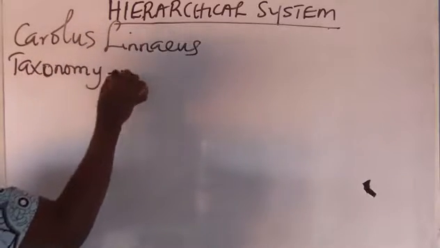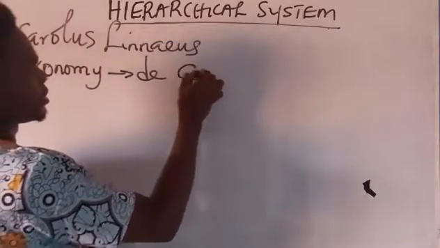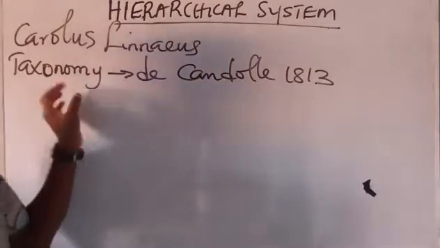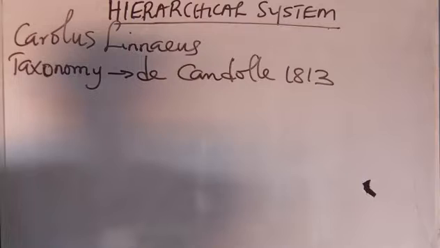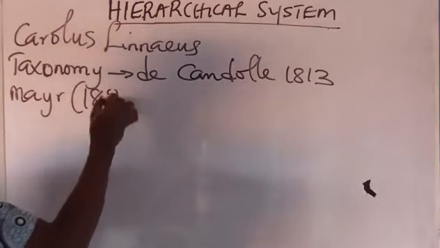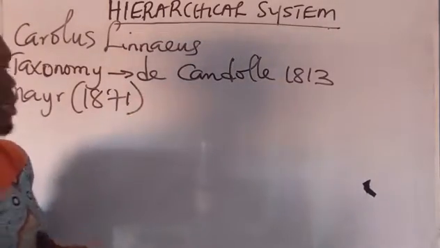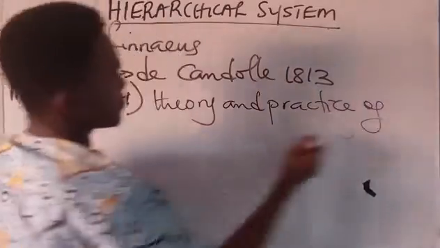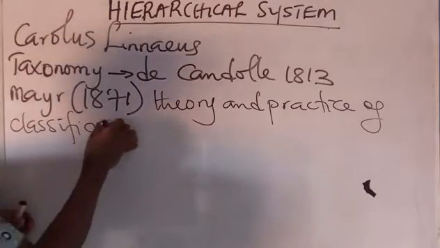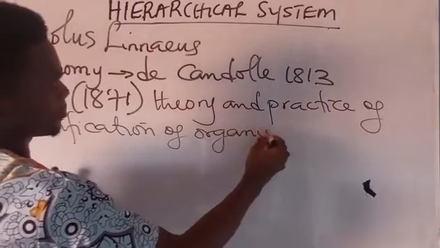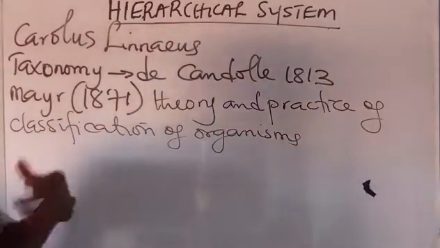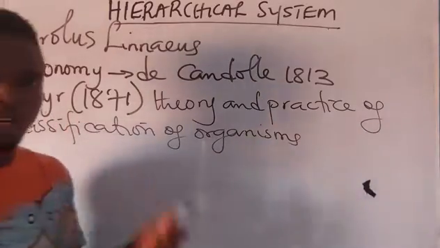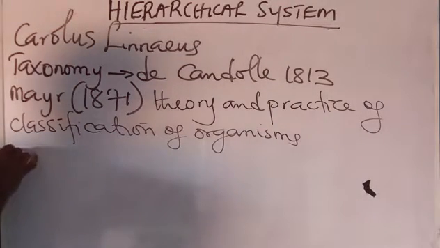Taxonomy was first defined in its French form by de Candolle in 1813. He was the first person that gave the meaning of taxonomy, in the year 1813. Then in 1871, it was stated that taxonomy is the theory and practice of classification of living organisms. It is a theory and practice in which organisms are classified based on kingdom, phylum, as the case may be. You now have what is called classification.